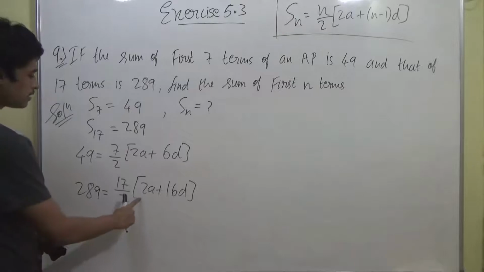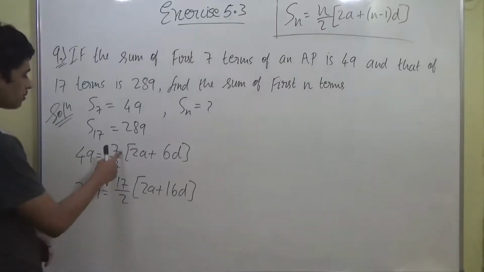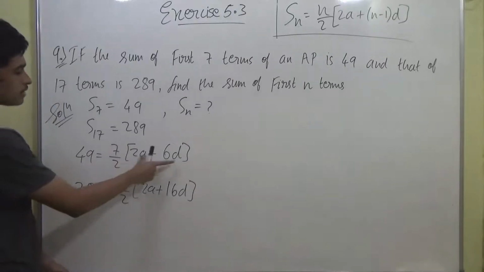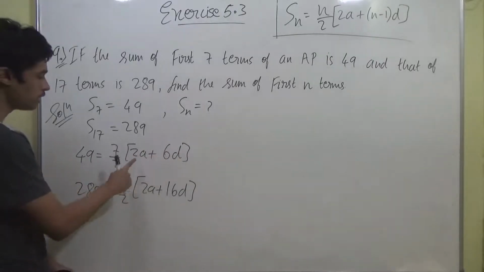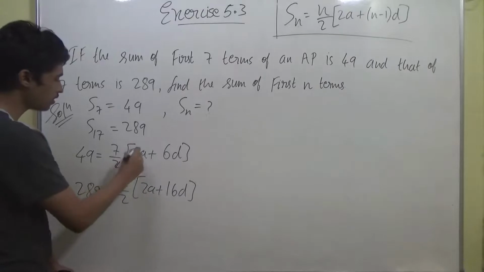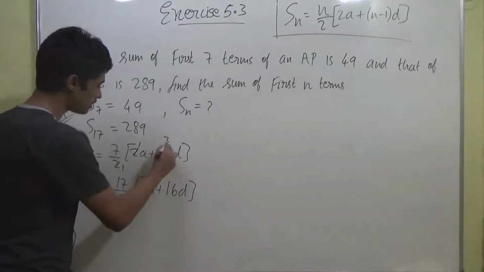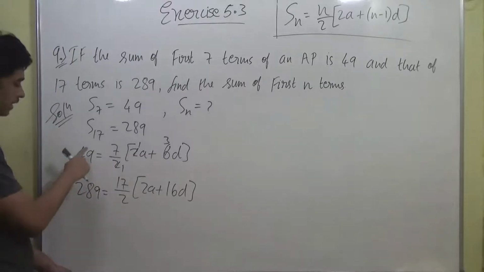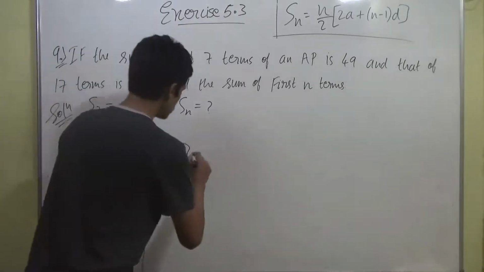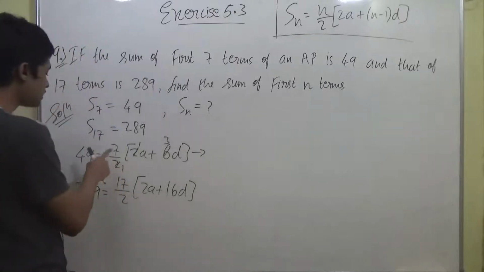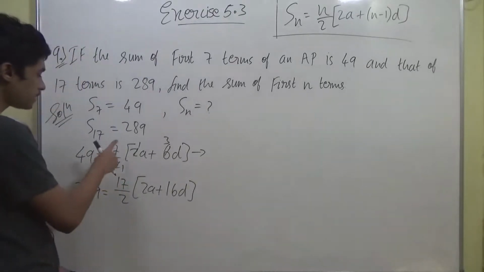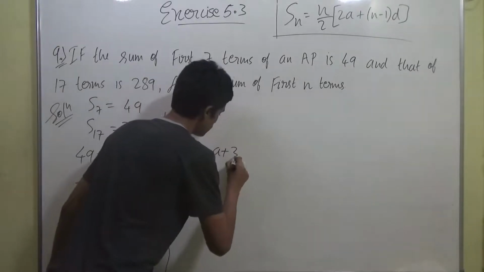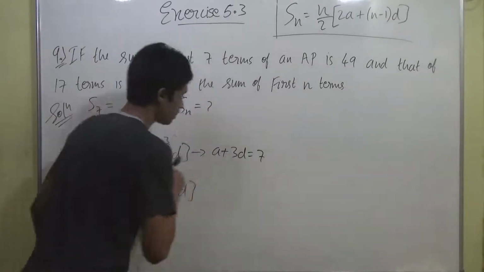Now what I'll do, guys, is try to simplify this. Now if I bring this 7 down here, and if I divide this entire equation by 2, both these terms by 2, this will become a plus 3d. And if I bring the 7 down here, 49 by 7 will become 7, right? So this equation will finally become 7 equal to a plus 3d. So a plus 3d will become equal to 7. It will become something like this.